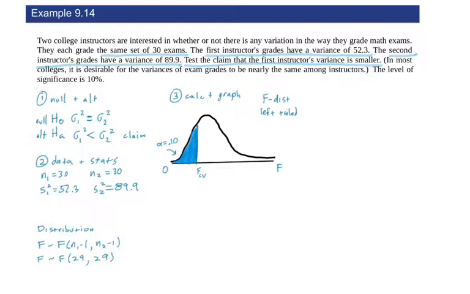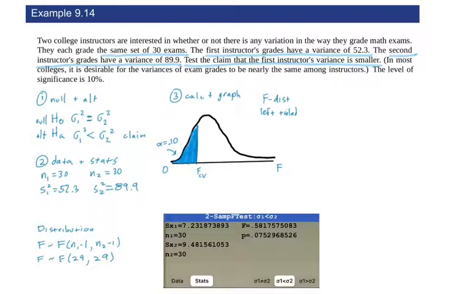So let's go ahead and try to do some calculations here. And so we're going to go in our calculator under test, and we're going to find our two sample F test. And so this is what I inputted here. And so notice that it's asking for the standard deviation, not necessarily the variance. A lot of times we could also test the standard deviation here just by getting rid of the squares here.